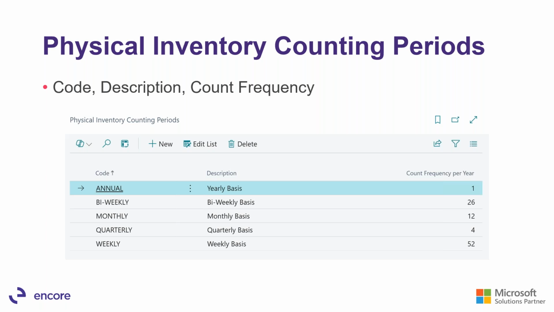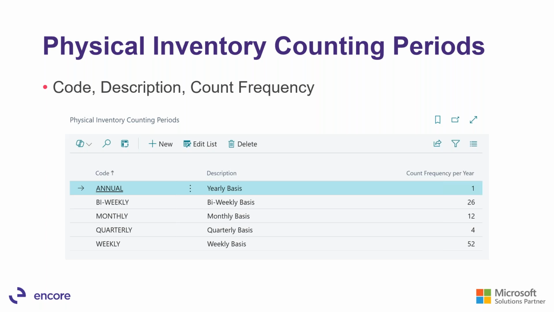What really matters is the count frequency per year. It's that count frequency per year that will be driving the calculation, driving the recommendation to the user on how frequently a count may be required. So if it's annually, as soon as you perform your physical inventory count, it's going to roll over and it's not going to prompt the user to perform a physical inventory count for that item again until literally a year later. So it's once a year.